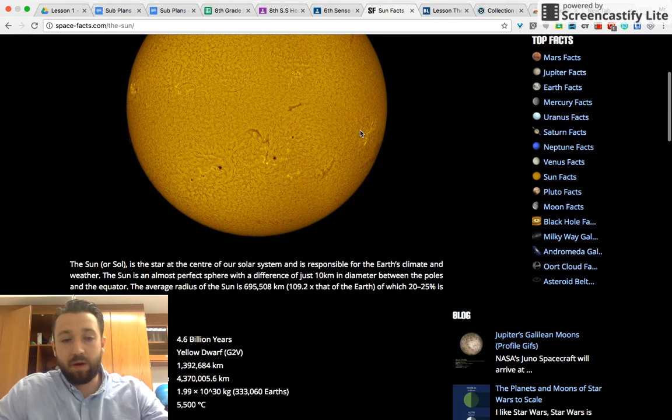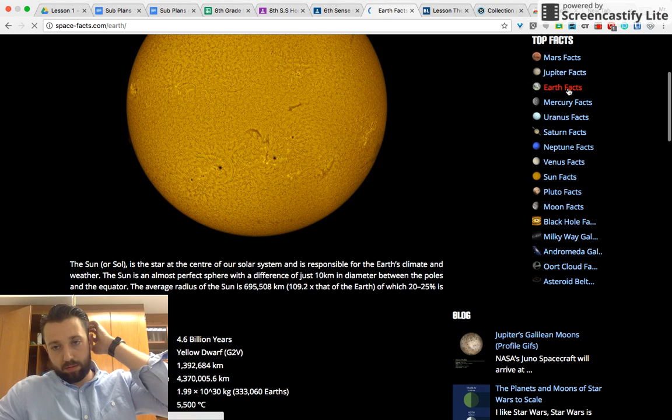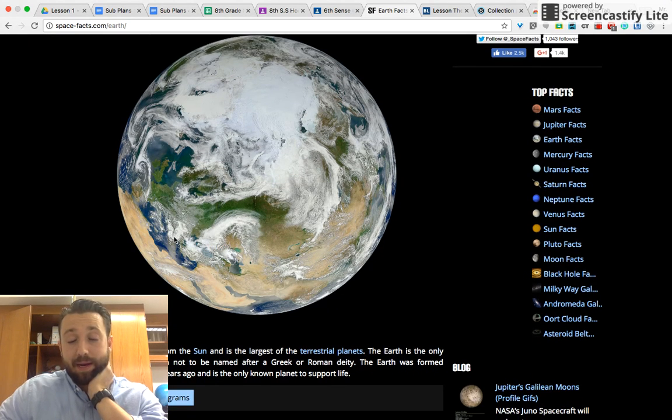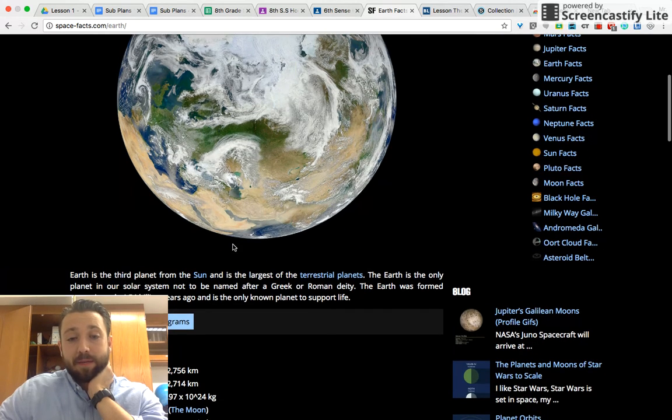So let's just start with our home planet. Click on the right-hand side. Click on Earth. All right, so here's our Earth. Notice right away, it looks different than most planets because there's blue on it. That's liquid water. And so far, we have not found liquid water. Debate about Mars, but we haven't found liquid water anywhere like we have on Earth. Let's go over some key facts.